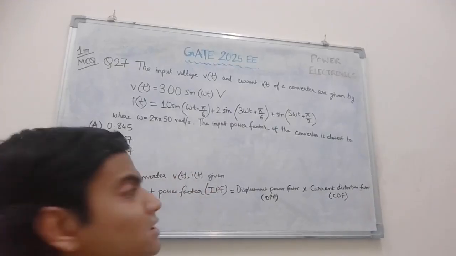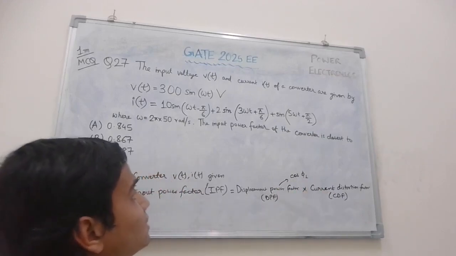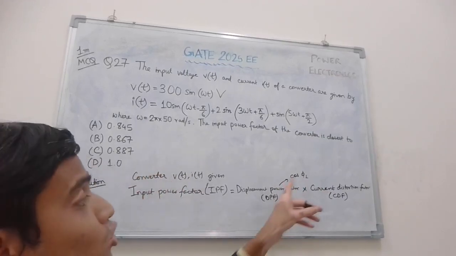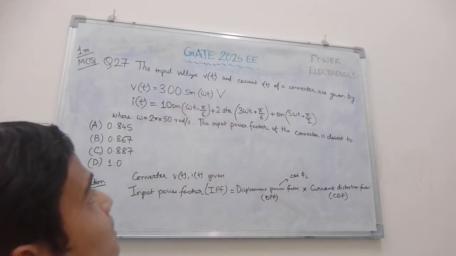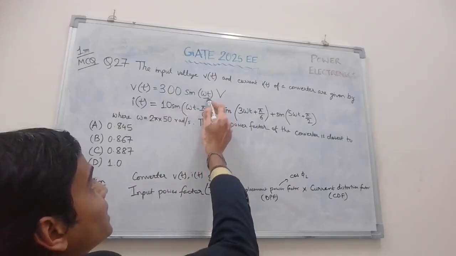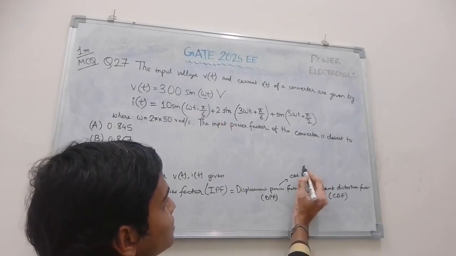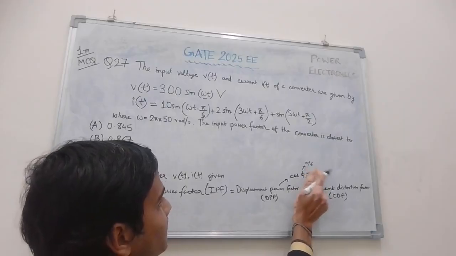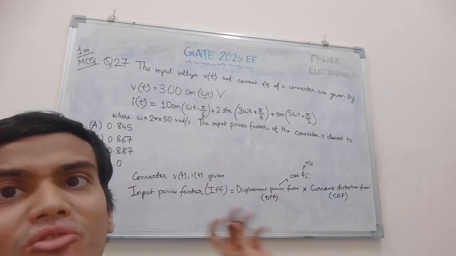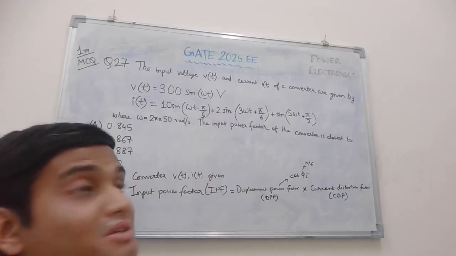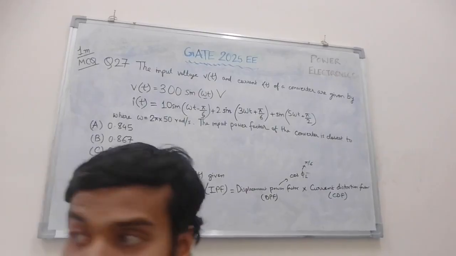Displacement power factor is nothing but cos phi 1. It is the cosine of the phase angle between the fundamental voltage and the fundamental current. In this case, as you can see, omega t and omega t minus pi by 6, so phi 1 here in this case is pi by 6. So it is the phase angle between the fundamental frequency voltage and current components.